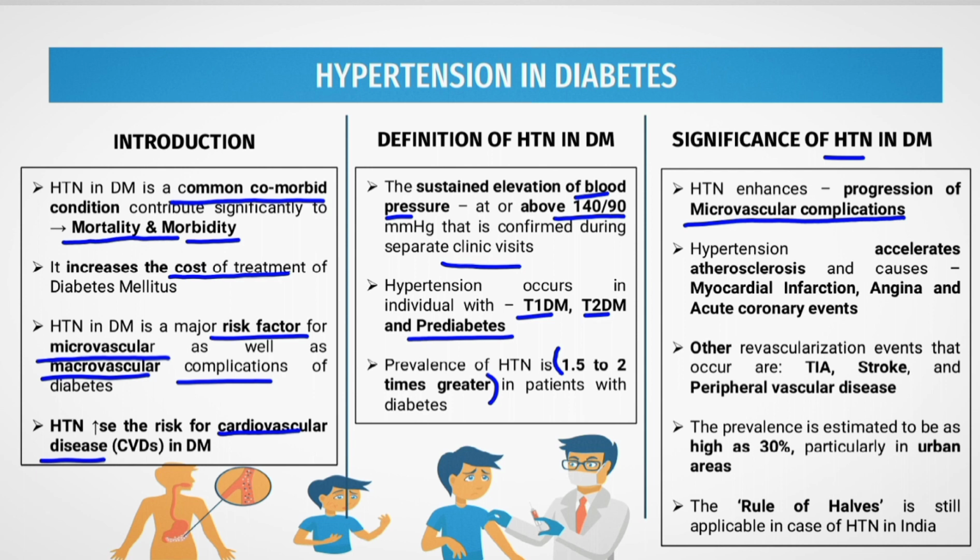It can also accelerate the process of development of atherosclerosis, which may result in myocardial infarction, angina, and acute coronary events. Apart from that, hypertension in diabetes can also accelerate the development of other revascularization events, which include TIA, transient ischemic attack, stroke, and peripheral vascular diseases. With these complications, the prevalence of hypertension is found to be as high as 30%, particularly in the urban areas. The patient with diabetes also follows the rule of halves in respect of hypertension in India.